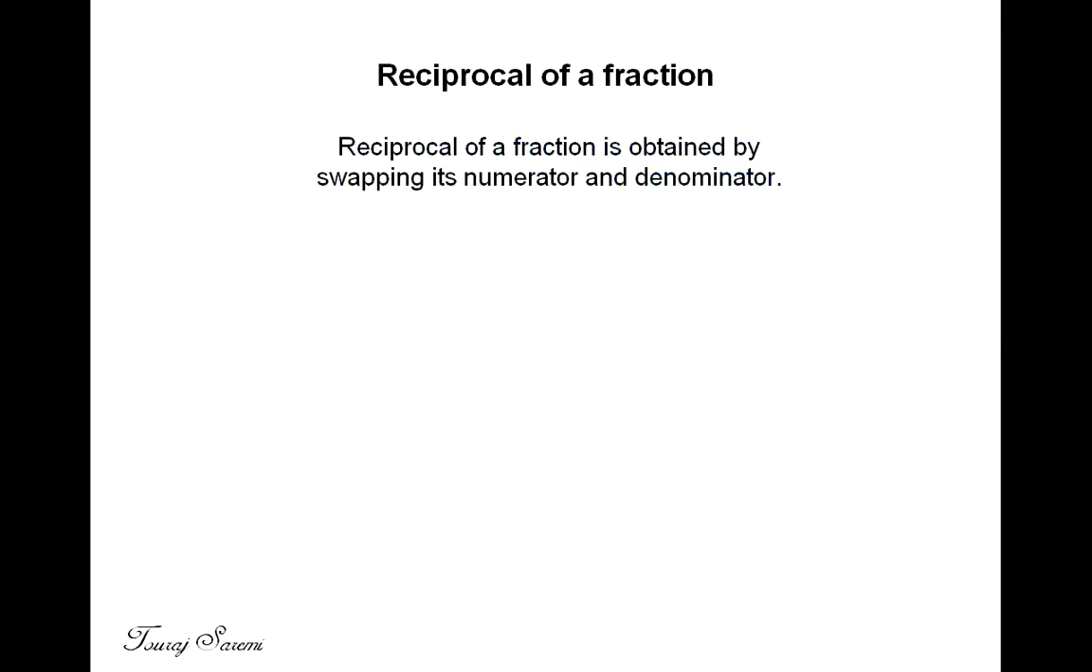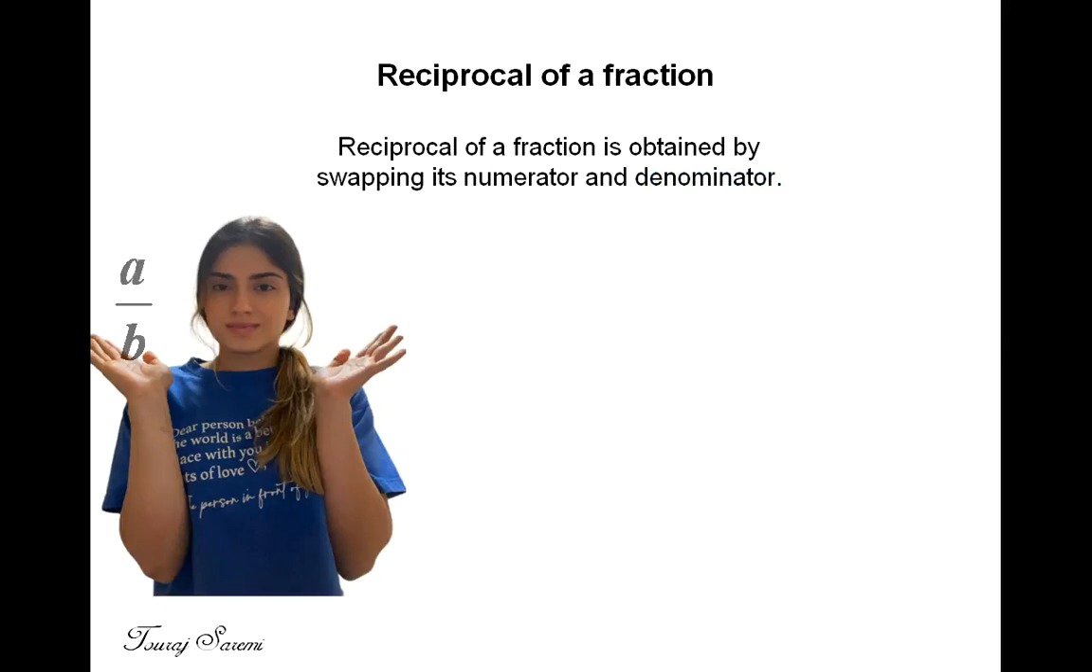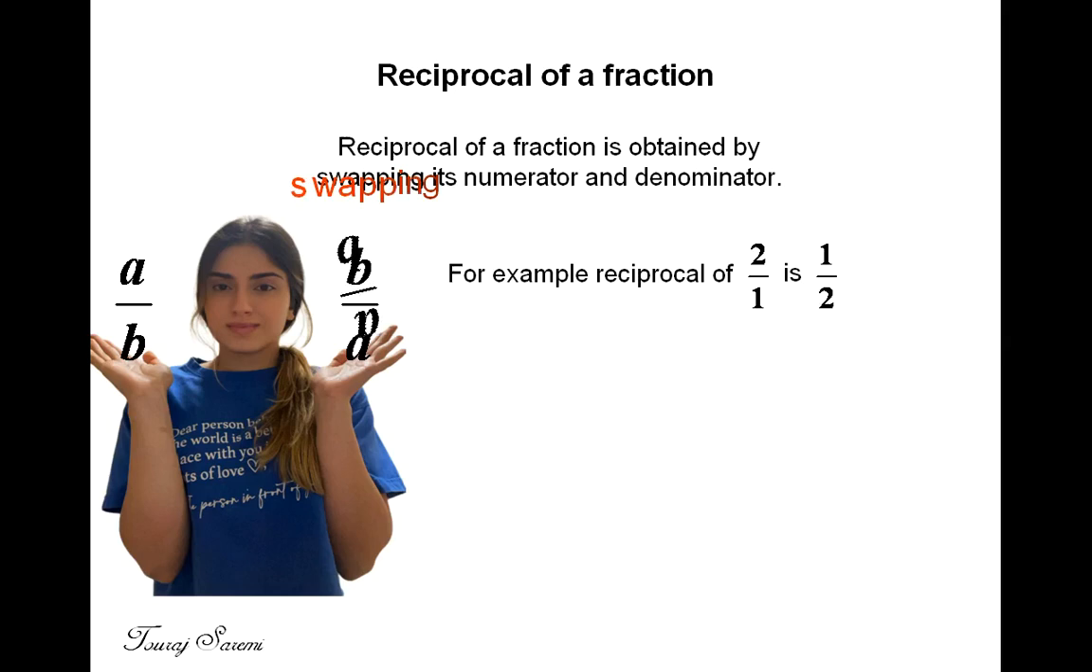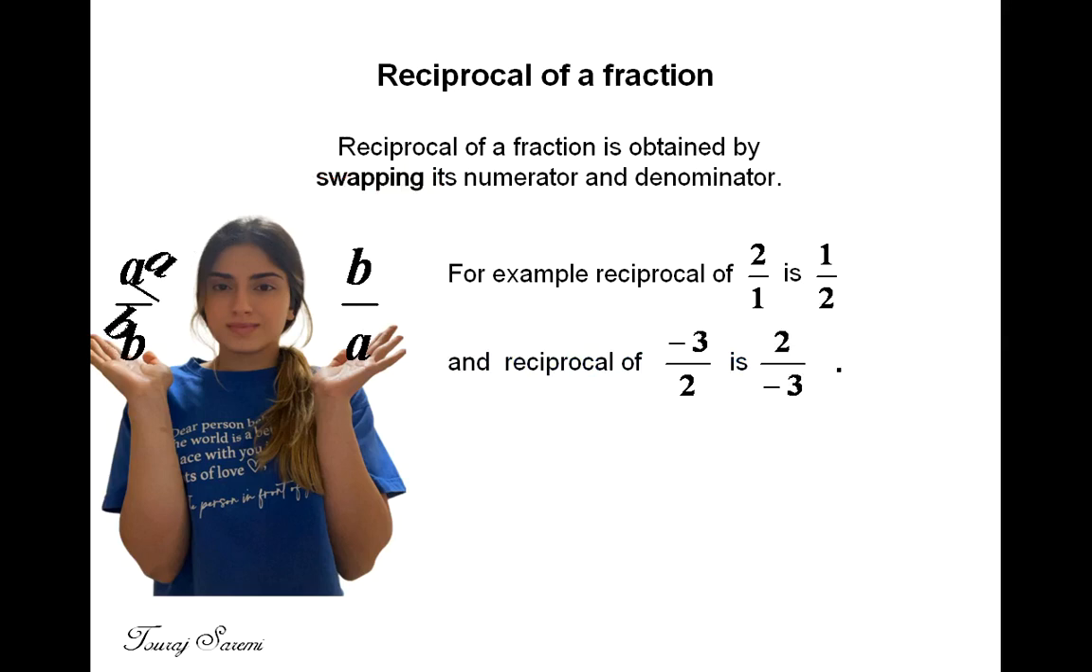Reciprocal of a fraction. The reciprocal of a fraction is obtained by swapping its numerator and denominator. For example, the reciprocal of 2 over 1 is 1/2. And the reciprocal of minus 3/2 is 2 over minus 3.